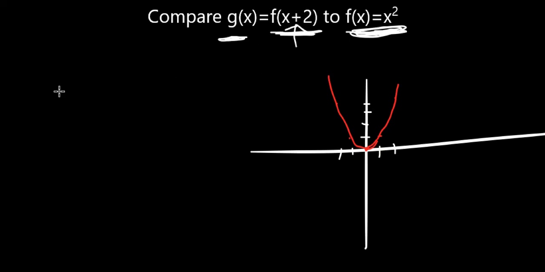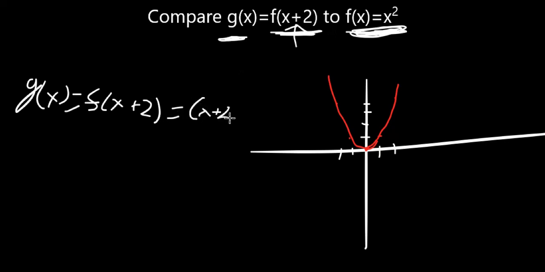If g of x equals f of x plus 2, and f of x equals x squared, this would equal x plus 2 squared. So g of x is really just x plus 2 squared, but with notation which can disguise the fact a little bit. So if we remember back to our horizontal translation section, this is the same thing as x squared, but just has a horizontal translation to the left.